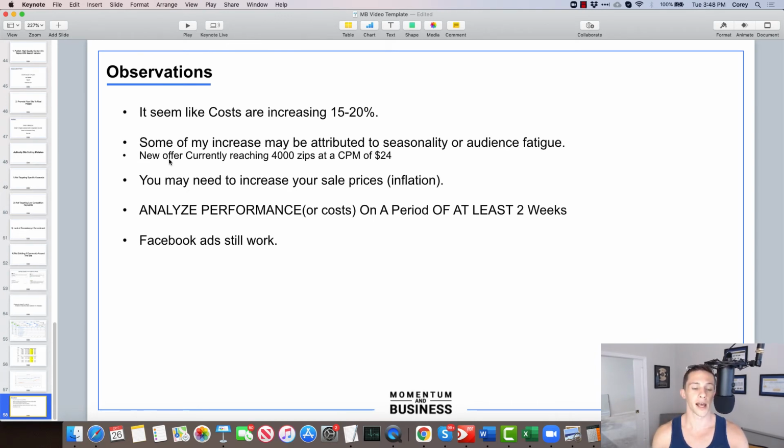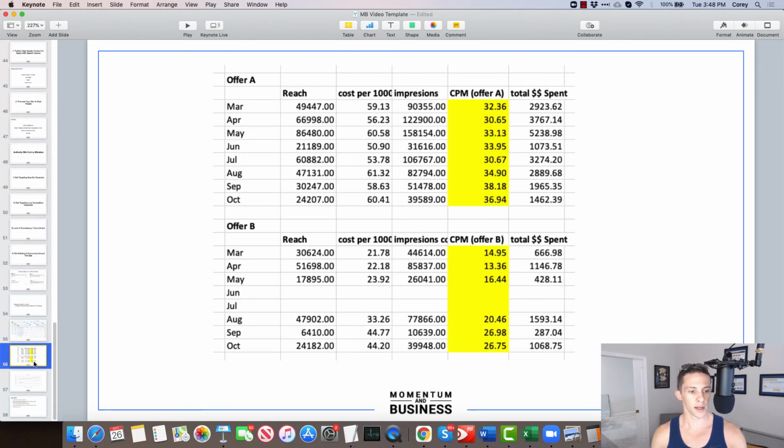A new offer that I have currently reaching 4,000 zips is at a CPM of $24, right? So this right here is reaching nationwide. Okay, so nationwide. I have a new one that I just launched that's doing really hot, and it's going for a very narrow 4,000 zips. I think there's about 36,000 active zip codes in the United States. So we're just going for roughly 10% of them. That CPM is at $24. So on a very narrow audience, our CPM is still pretty low there, right?